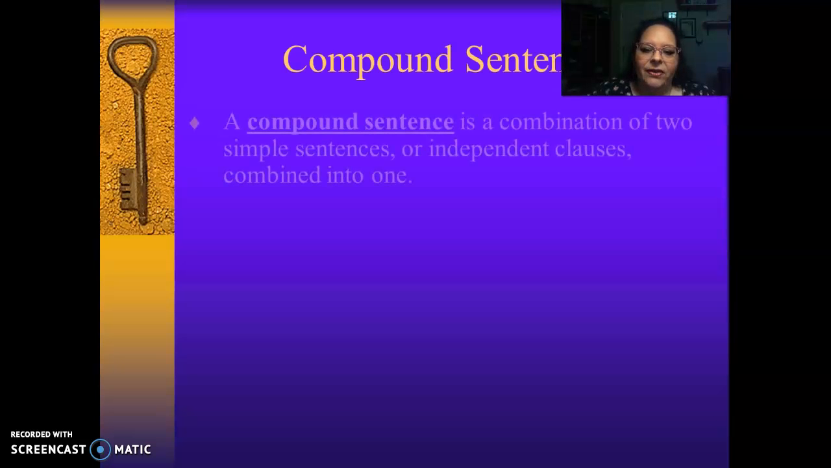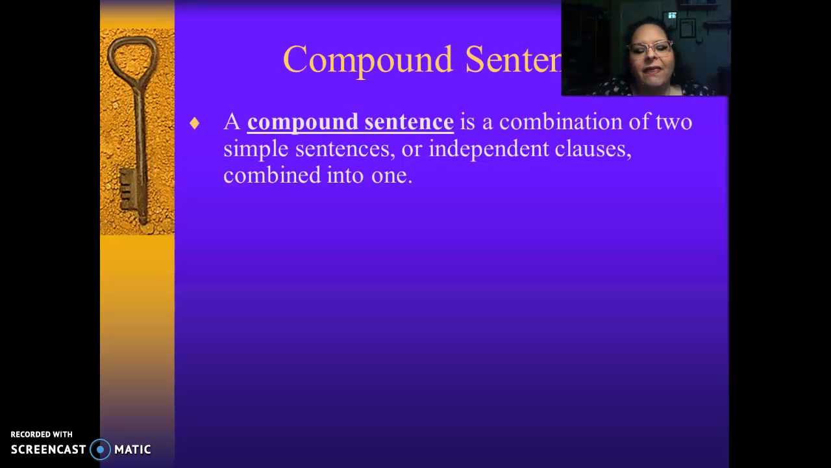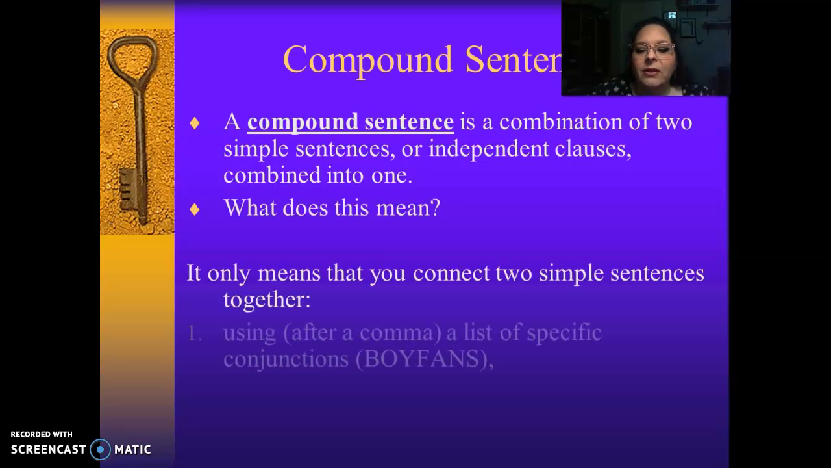Compound sentences. There are three different types of compound sentences, and they actually connect two of these simple sentences, or independent clauses, together and make them one. Why do we care if you have two complete sentences? Well, it helps with the flow. You don't want a lot of short, choppy sentences. You want flow, longer sentences. So combine them. There's three ways you can do it. One is you have a sentence, a comma, a conjunction, and then another sentence. The conjunctions are the BOYFANS, is what I call them: but, or, yet, for, and, nor, so.